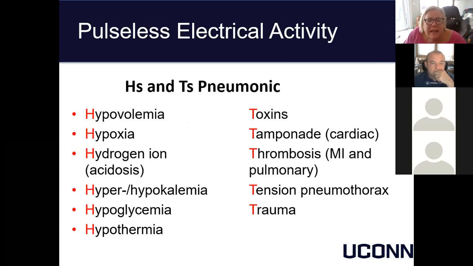Hypovolemia, hypoxia, acidosis, both of the kalemias, hypoglycemia, hypothermia. Remember, we know hypoglycemia will kill you a lot faster than hyperglycemia will. Hyperglycemia may be an ugly, long, slow death, but hypoglycemia is kind of fast and kind of final. Then there's the T's: toxins, tamponade, thrombosis, whether it's pulmonary emboli or in the myocardium, tension pneumothorax, and trauma. So those are the H's and T's of pulseless electrical activity.